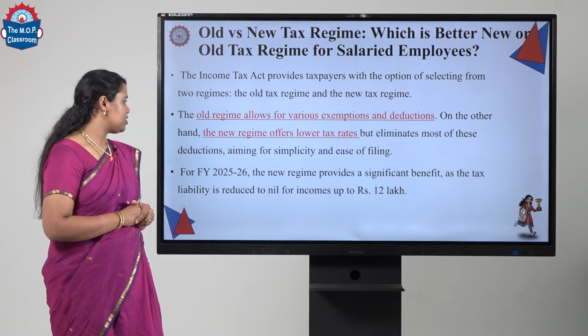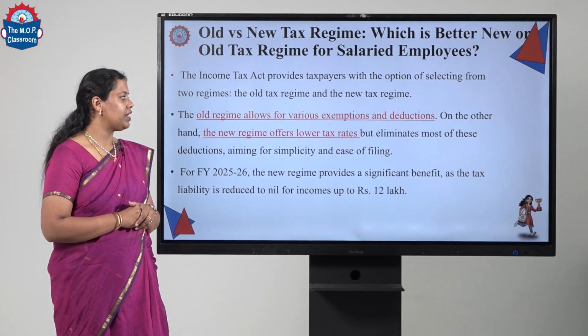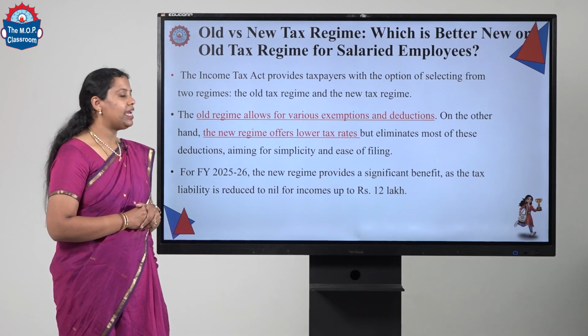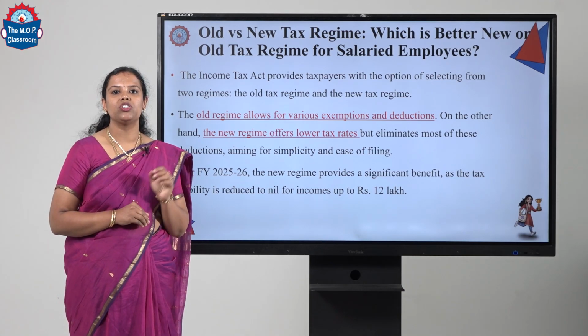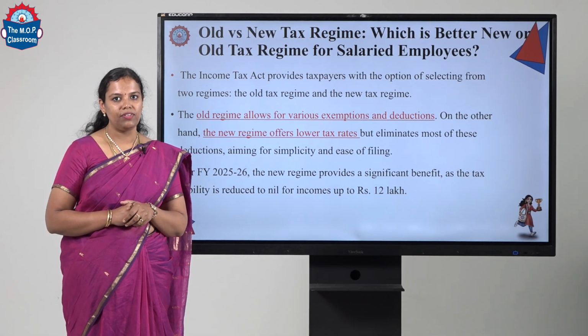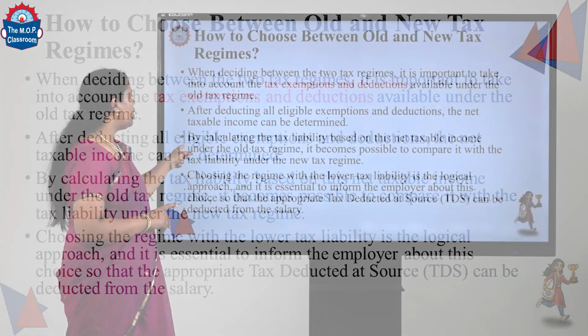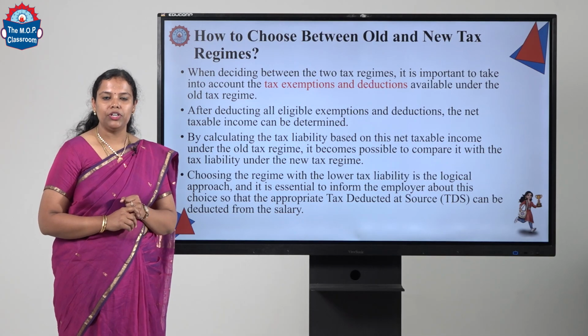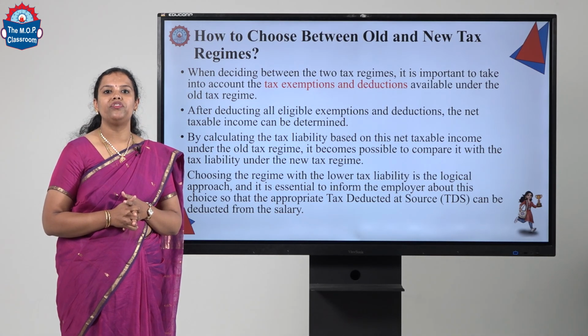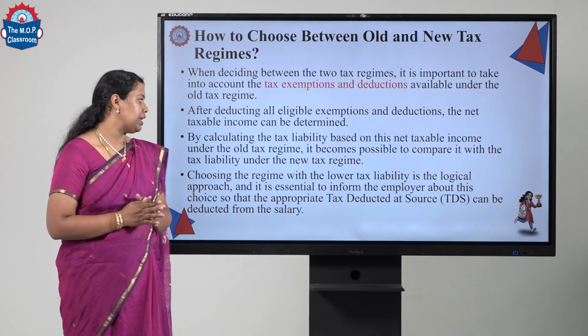For the financial year 2025-26, the new tax regime provides a significant benefit where you have a reduced tax rate, which comes to a nil rate if you have an income level up to 12 lakhs. So how to choose between the old and new tax regime here? It all depends upon the tax exemptions and the deductions that you have. Along with it, you need to calculate the tax liability under both the regimes in order to find out where you lie in the best possible manner.